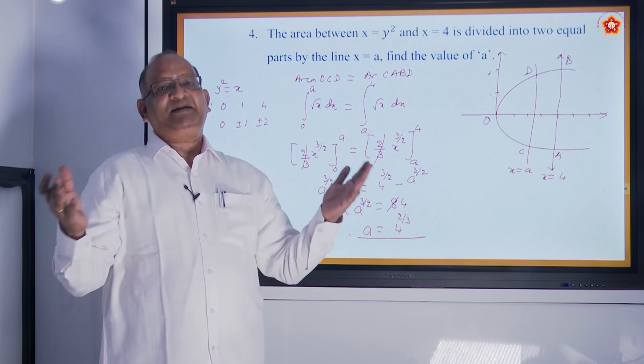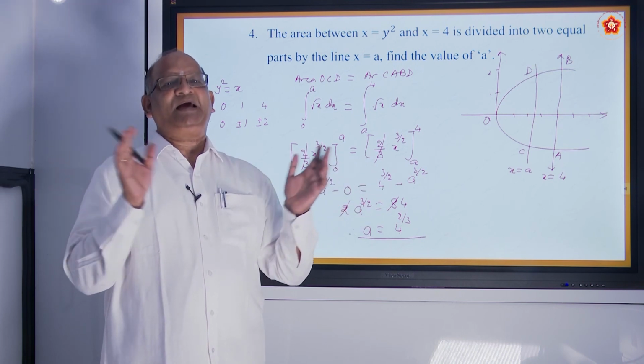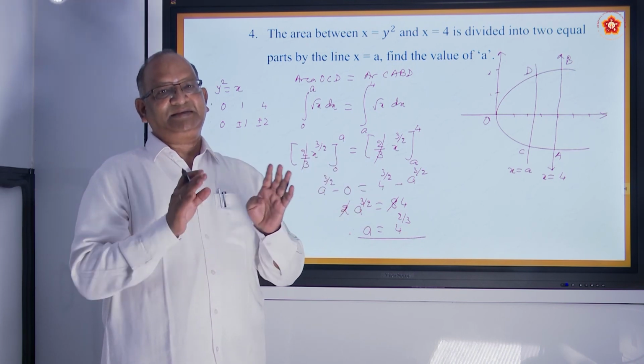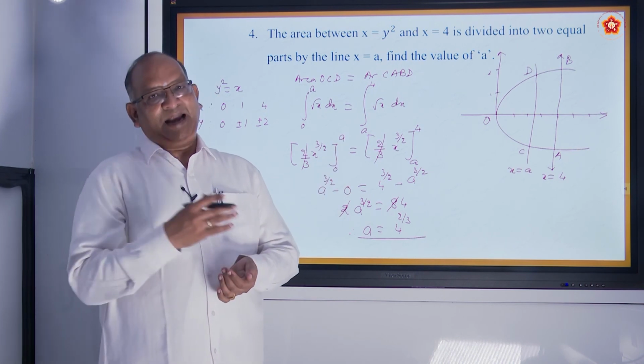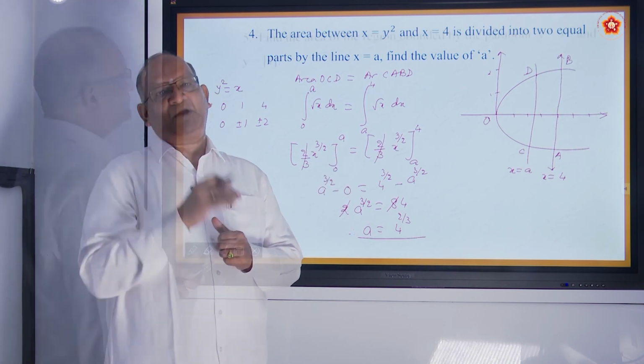This problem is different than other problems. In all other problems, we have been calculating areas, whereas here we have found the value of a point. Okay. We'll end this particular session with one last problem.